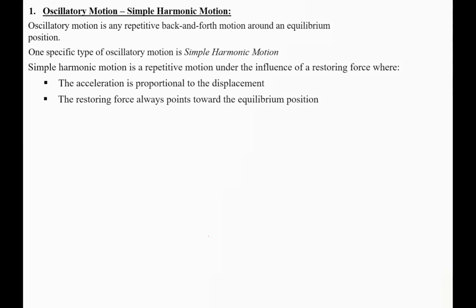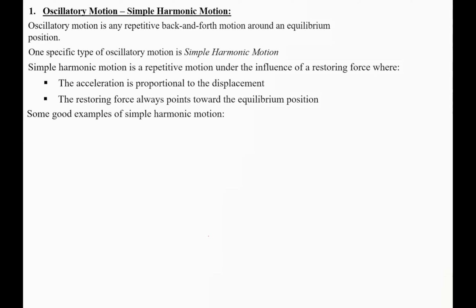Oscillatory motion is any repetitive back and forth motion around an equilibrium position. One specific type of oscillatory motion is simple harmonic motion. Simple harmonic motion is a repetitive motion under the influence of a restoring force where the acceleration is proportional to the displacement. The restoring force always points toward the equilibrium position.